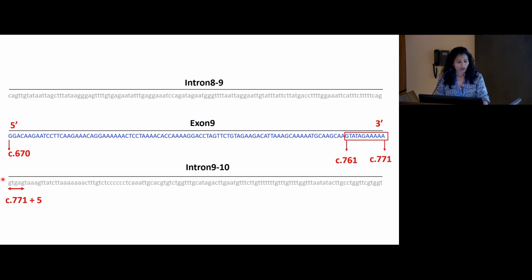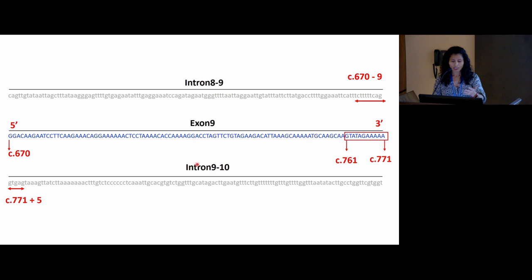So, now here we can see there is a 5 nucleotide deletion in the intronic region. So, how will we give the nomenclature? What will be the nomenclature? The nomenclature will be coding DNA 771, and since the change is happening 3' downstream of the exon, it will be plus 5.